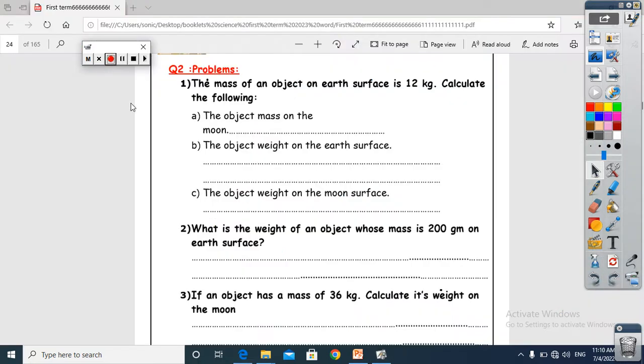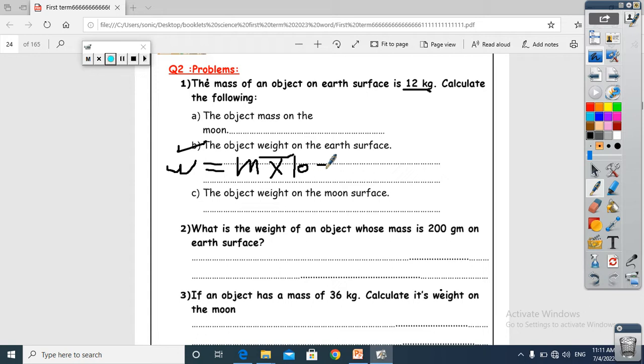Now we have a problem to measure the weight according to the mathematical relation that we talked about. This problem: the mass of an object on Earth's surface is 12 kilogram. Calculate the following. Letter B, we will concentrate on letter B, the object weight on the Earth. We have the mass and we want to measure the weight. Remember the mathematical relation. Excellent. Weight on Earth equals mass in kilogram, excellent, by 10.